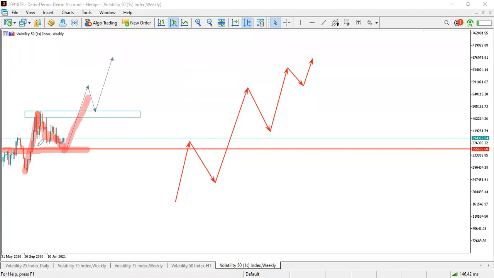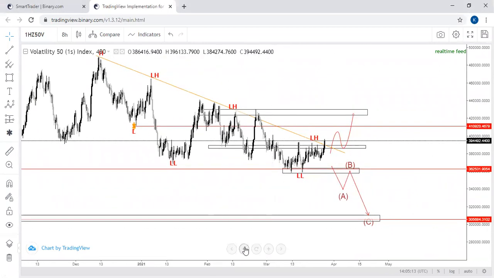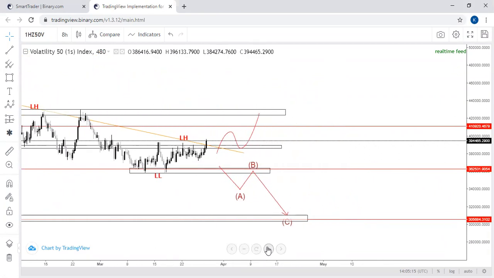But we were having some consolidation in a lower time frame. That is what we are expecting. Price is consolidating in a lower time frame, the 8 hours time frame and then the 4 hours time frame. So how are we going to read this? Let me try to zoom out a bit and see.